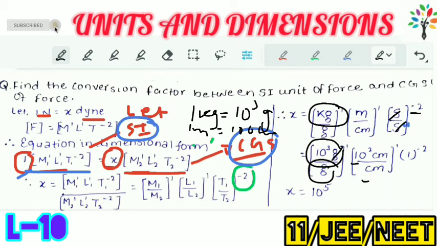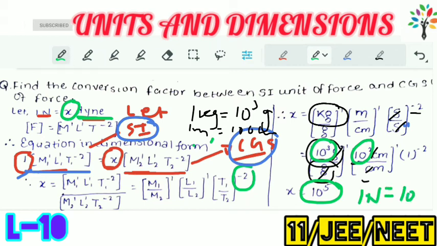this gram and gram will cancel. Similarly, centimeter and centimeter will cancel. So we have here 10 raised to power 3 and 10 raised to power 2, means 10 raised to power 5. So x is equal to 10 raised to power 5, and x is the value of force in CGS form, that means dyne. Means 1 Newton is equal to 10 raised to power 5 dyne. I hope this is clear. So likewise, we may convert each and every physical quantity from one system of unit to another system. So that's all for the day.